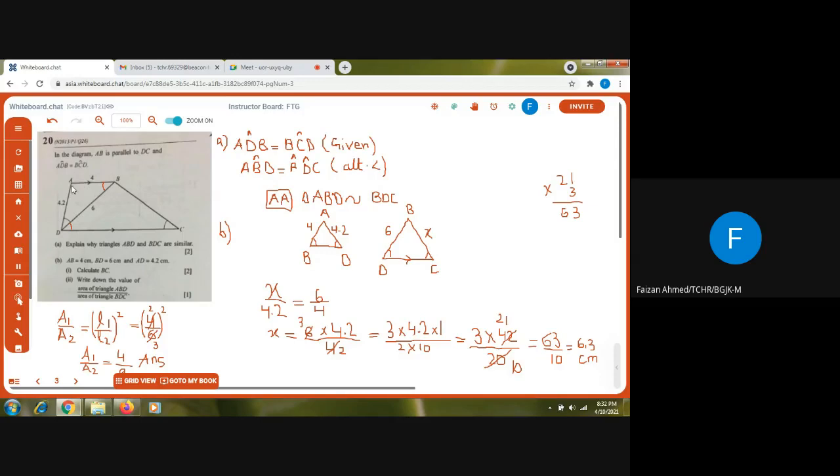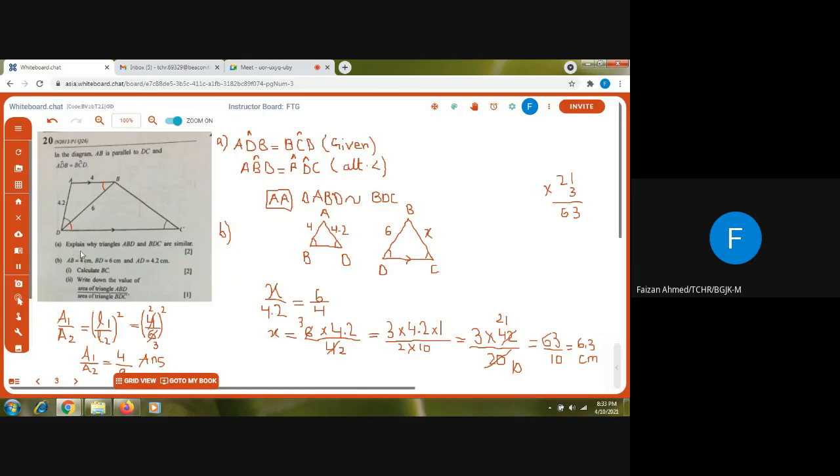These are the two parallel lines. The first one is AB. You can see an arrow, and this is DC. They both are parallel, and this angle ADB is equal to angle BCD. So there is one equal pair of angles in both triangles, and we have two parts.